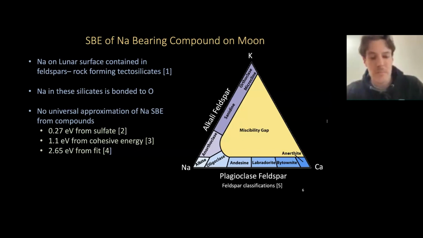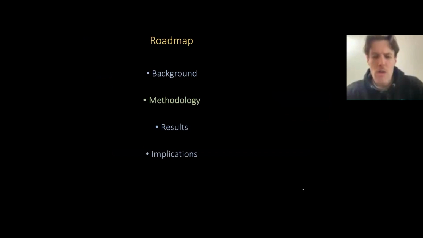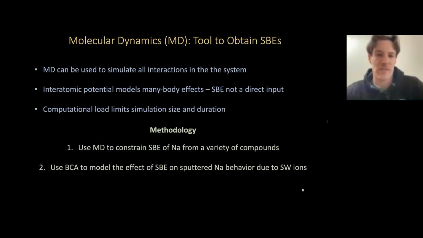You can see that previous values range from 0.27 eV based on a sulfate all the way up to about 2.7 eV based on fitting to experimental data. More or less, we don't really know. So how can we find a way to better understand the surface binding energy? What I'm introducing is that molecular dynamics can be a really valuable tool to obtain mineral-specific surface binding energies.